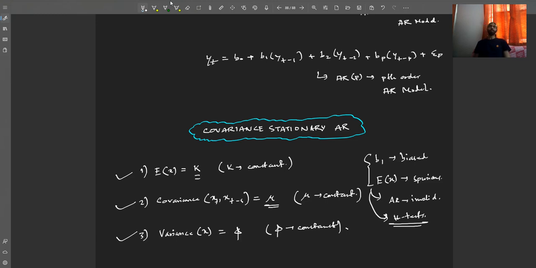Now, how do we test for an autoregressive model covariance stationarity? Unfortunately, the Durbin-Watson test is not valid for autoregressive models. So how do we do that? We do that through autocorrelation tests of errors. Let's see how we do that.